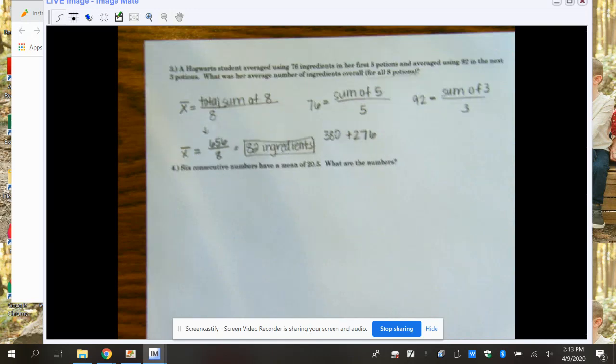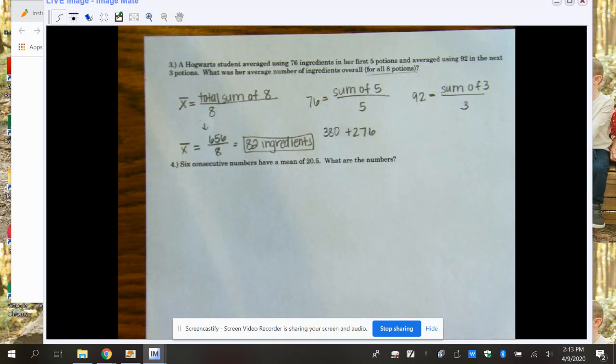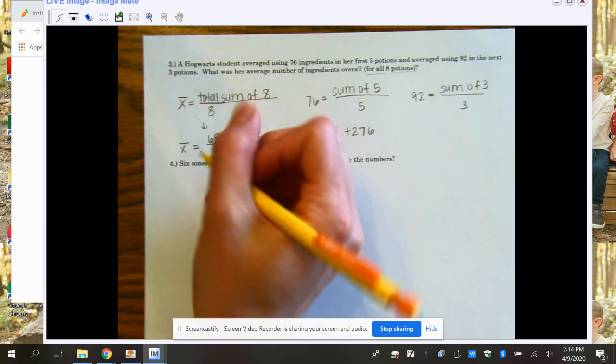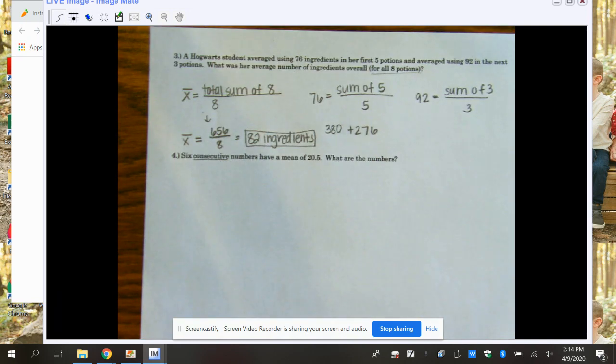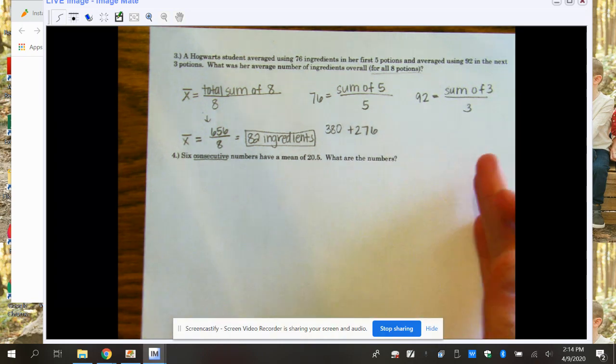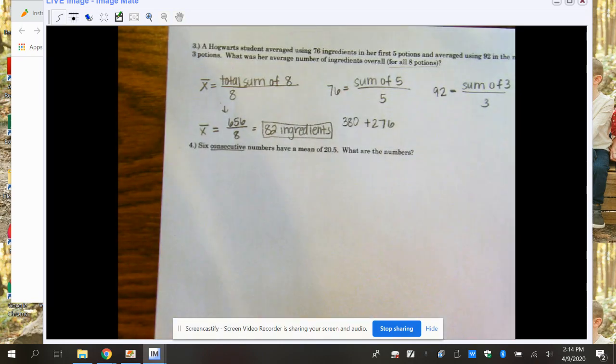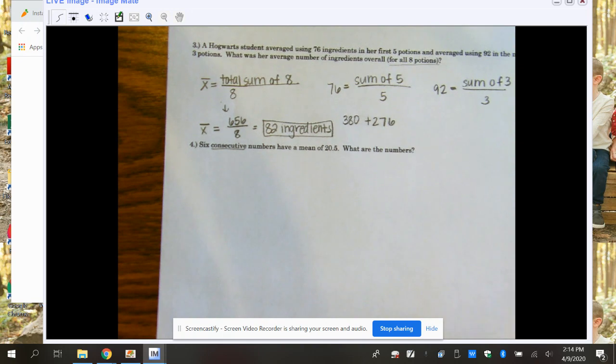All right, last one. So 6 consecutive numbers have a mean of 20.5. What are the numbers? All right, so the thing that we need to know is that we've got 6 consecutive numbers. So that's going to be 1, 2, 3, 4, 5, 6, or 6, 7, 8, 9, 10, 11. What are the numbers?